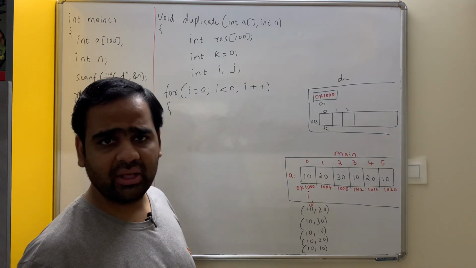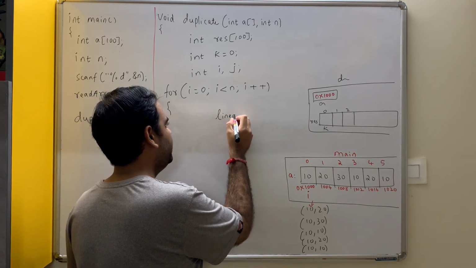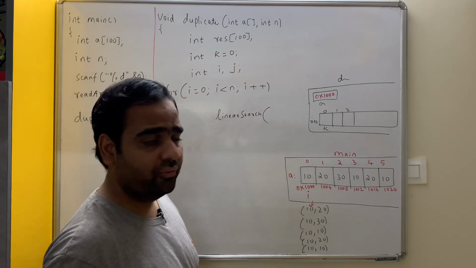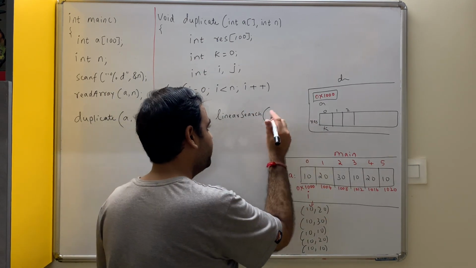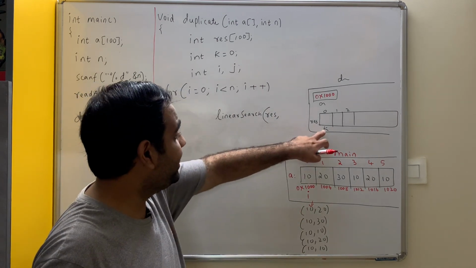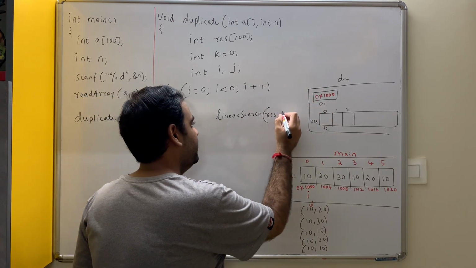For this we may write the linear search program. We have already written it. I will just say linear search. Later we can write it. Where do we want to search? We want to search in the resultant array. Is that okay? How many elements are there? As of now there are k elements, 0 elements, k elements.